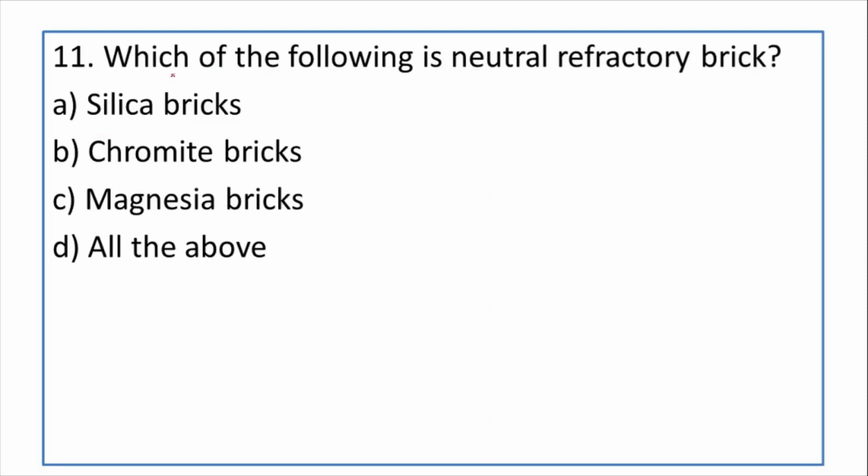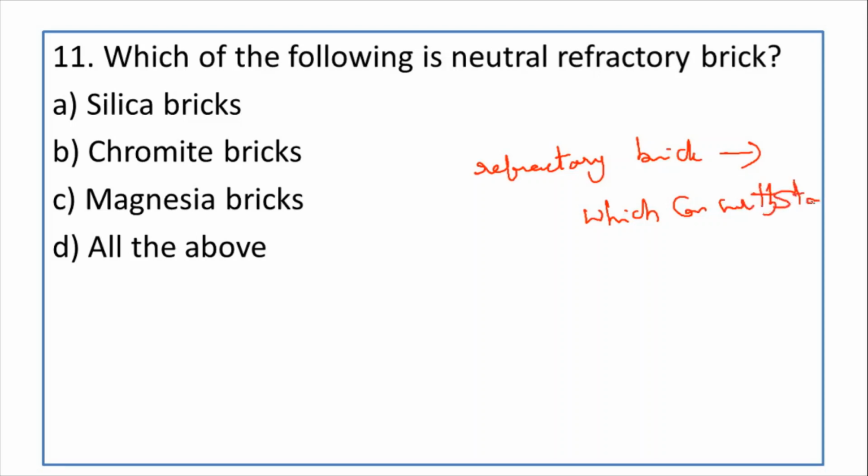Then the next one is, which of the following is neutral refractory bricks? Basically, a refractory brick is a brick which can withstand high temperature. Bricks which can withstand high temperature are called refractory bricks. Now, different types of refractory bricks are there: acidic bricks, neutral refractory bricks, and basic refractory bricks.